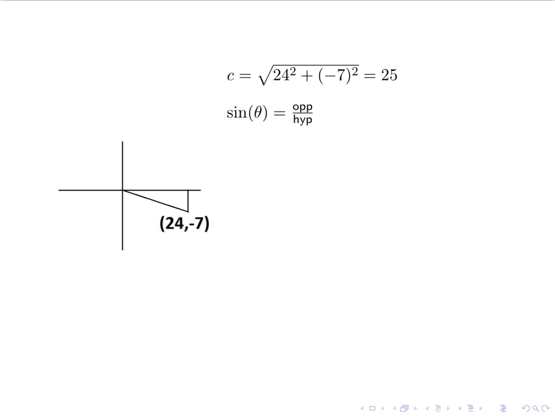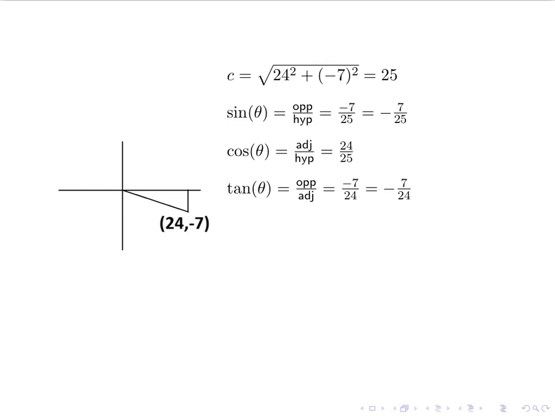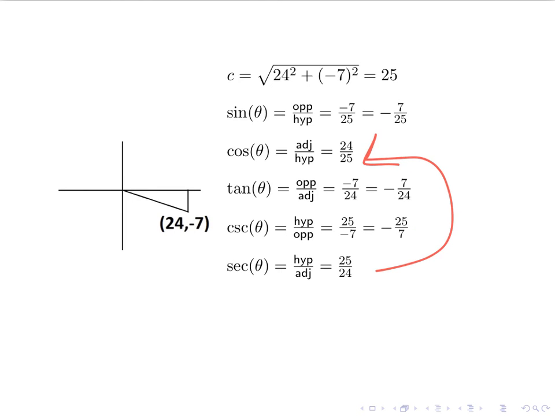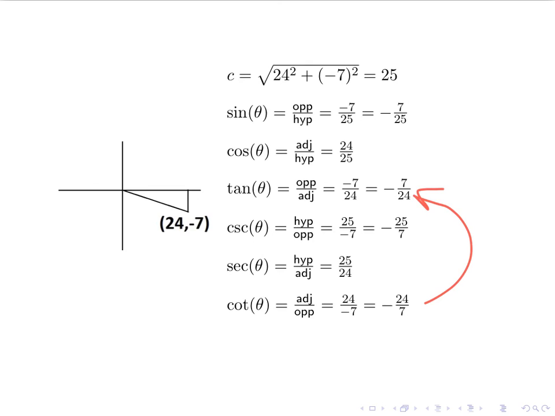So sine, opposite over hypotenuse, we should be getting -7 over 25. Cosine is adjacent over hypotenuse, and we should be getting 24 over 25. Tangent is opposite over adjacent, so that's -7 over 24. And then again, the other 3 are just the reciprocals, so cosecant should be reciprocal of sine. Secant should be reciprocal of cosine. And lastly, cotangent should be the reciprocal of tangent.